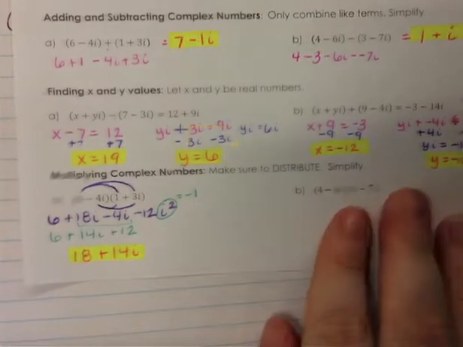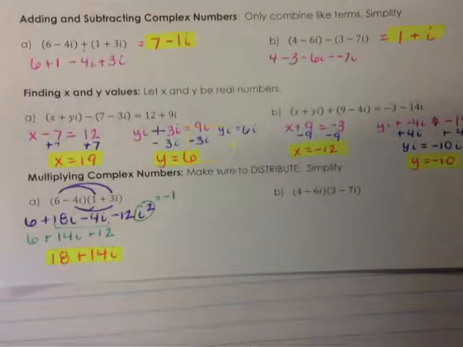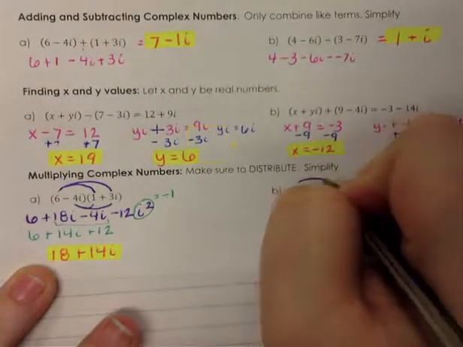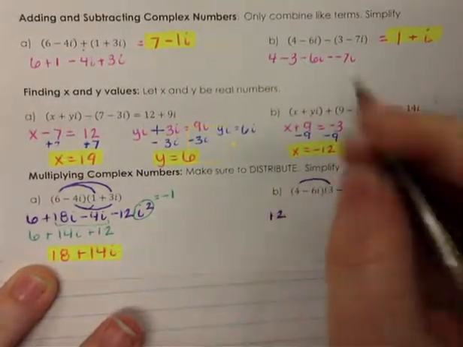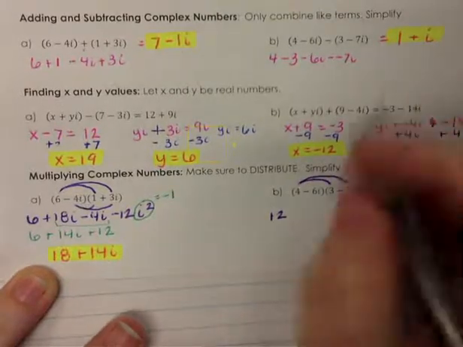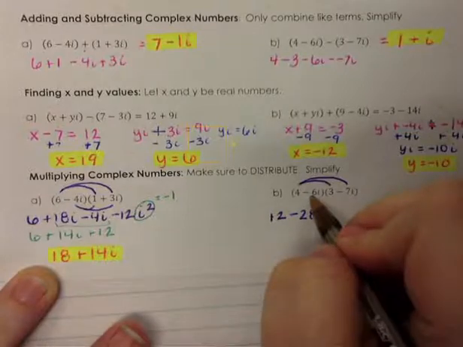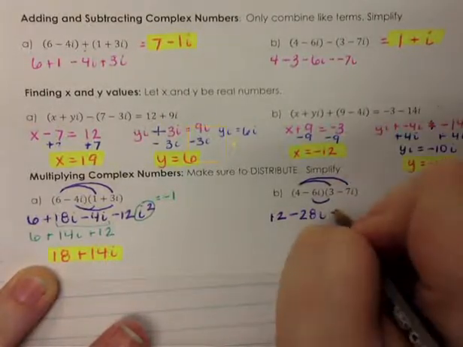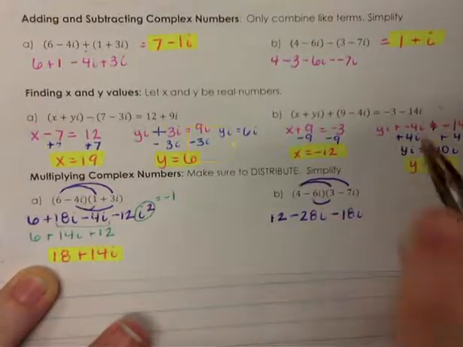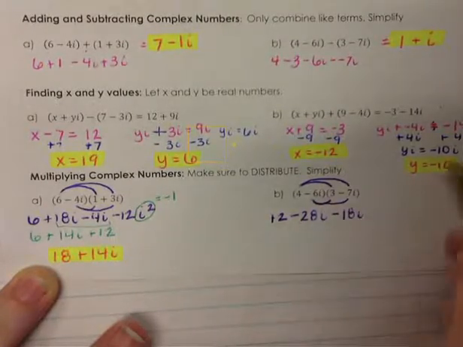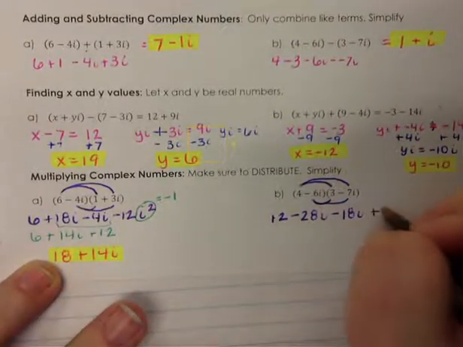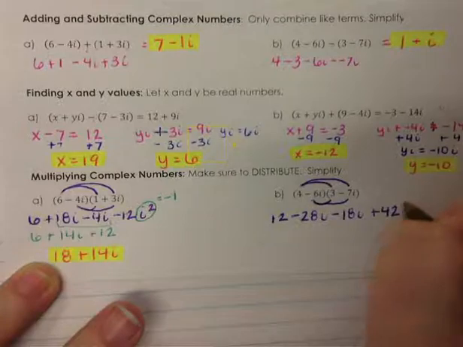So we're going to do the same thing on this problem. We're going to distribute. 4 times 3 is 12. 4 times negative 7i is negative 28i. Negative 6i times 3 is negative 18i. And then negative 6i times negative 7i is a positive 42i squared.